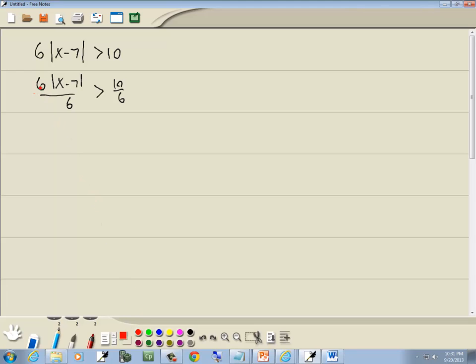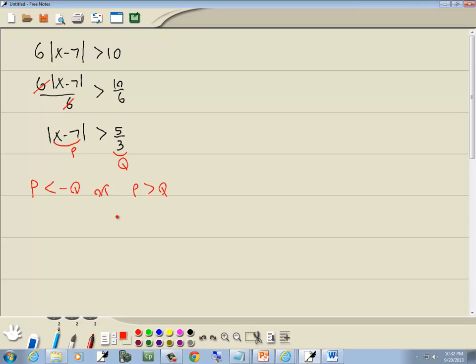When you do that, these 6's cancel. And we got the absolute value of x minus 7 is greater than 10/6, which reduces to 5/3. Now we have the absolute value by itself on the left side, no numbers in front of it, no numbers after it. So what's inside our absolute value will be our p, and the other side will be our q. Since this is the greater than formula, this is going to be p is less than negative q, or p is greater than positive q.